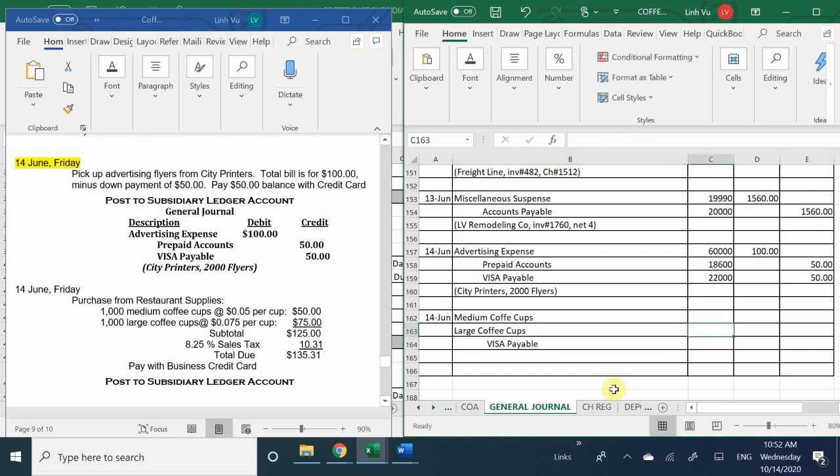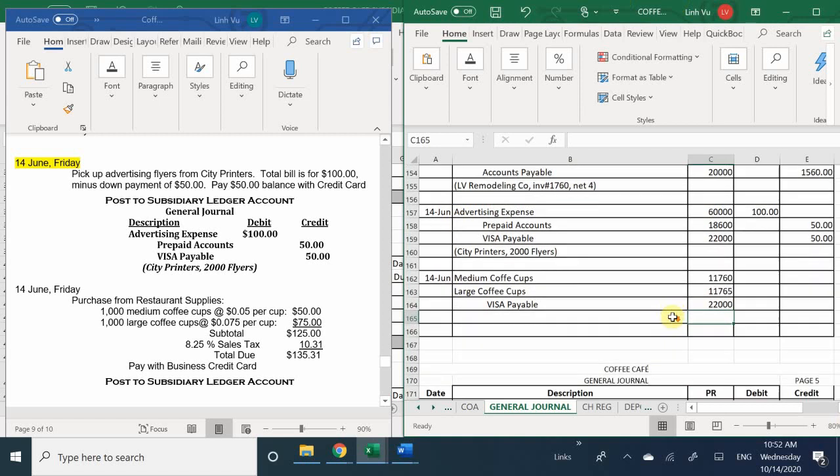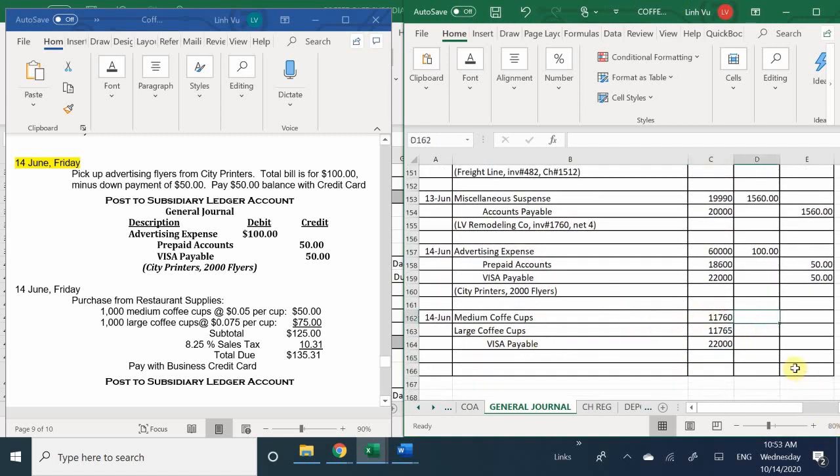Now you said it was 11,760 and 11,765, and my Visa payable is 22,000. All right, reached just right to the end of my journal. Now I have to split the tax between the two items here. All right, my tax is $10. Oh, I put 32. It needs to be 135.31. Now I need to split the tax of $10.31 amongst the two coffee sizes.